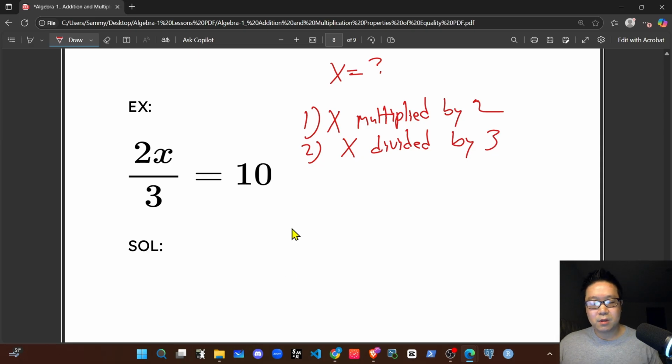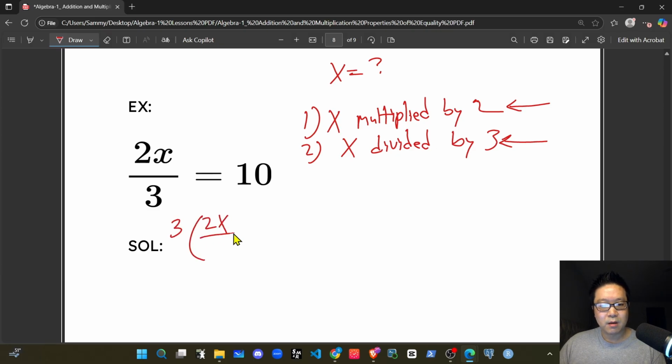So the strategy is always going to be the same. You always want to get x by itself by doing inverse operations, by simply doing the opposite of what's being done to x. So all you have to do is do the opposite of that, and then do the opposite of that, which should isolate x. The opposite of dividing by 3 is multiplying by 3. So let's go ahead and multiply both sides by 3.